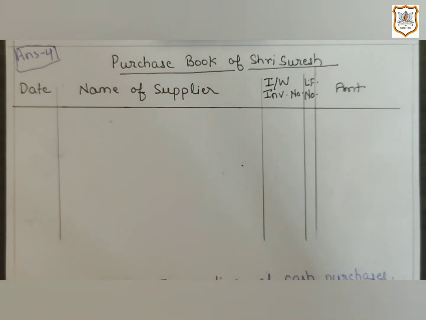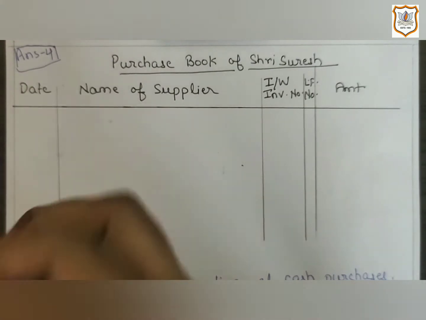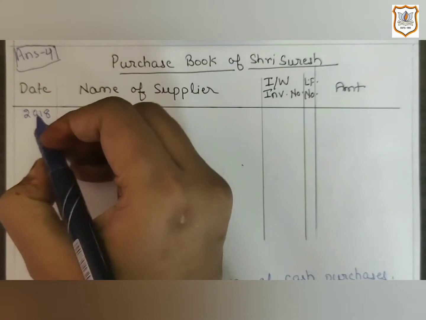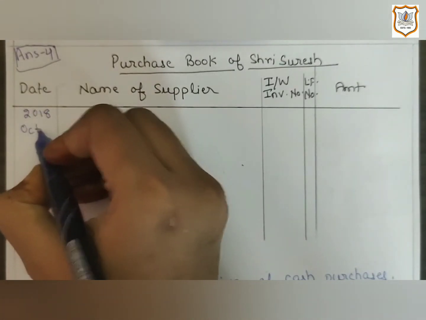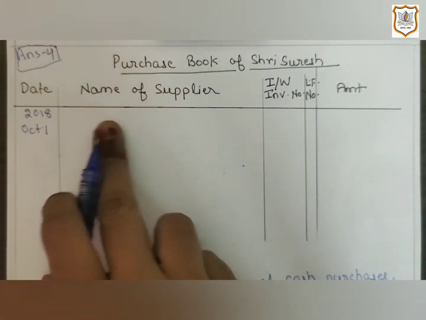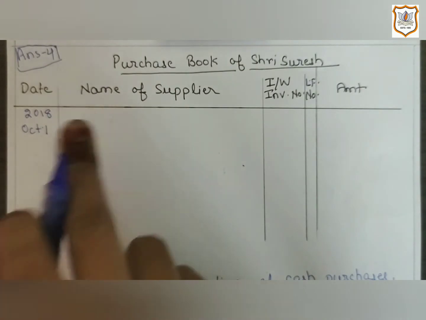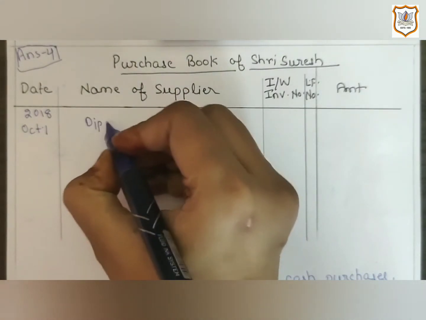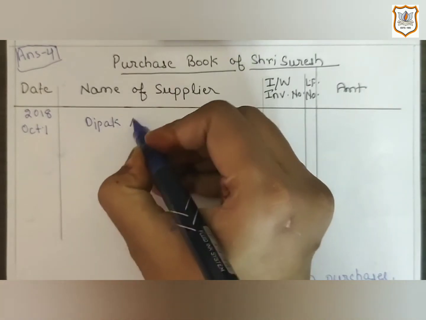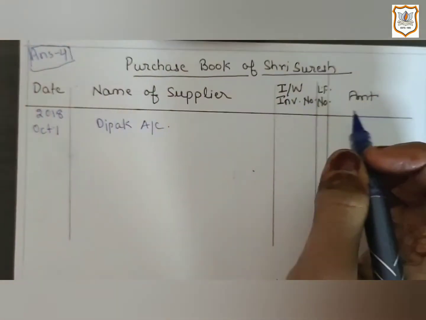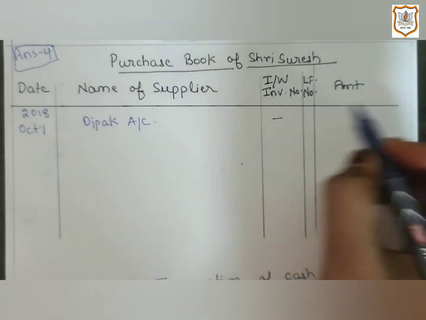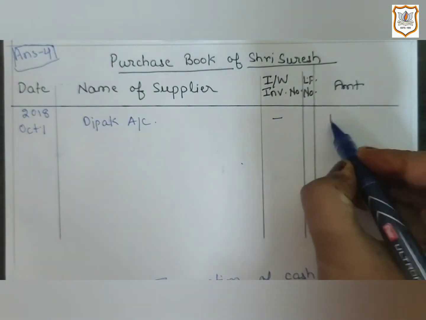Now as it is credit purchase of goods, so it will be recorded here. First you have to write date, that is 2018 October 1st. Then you have to enter the name of the supplier from whom you have purchased goods. Here name of supplier is Deepak, so Deepak account. And here inward invoice number is not given. Then amount is 10,000.